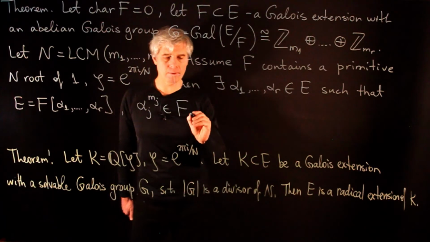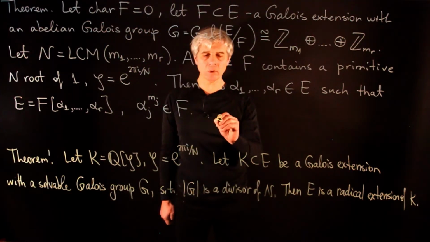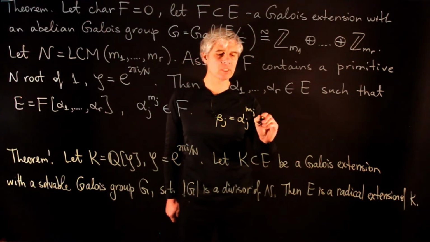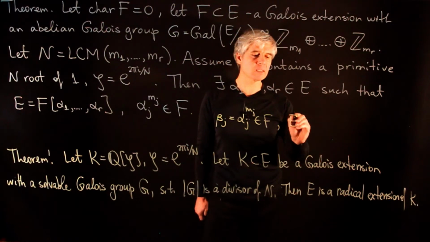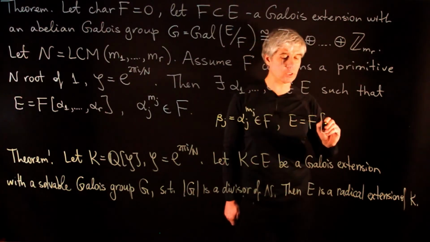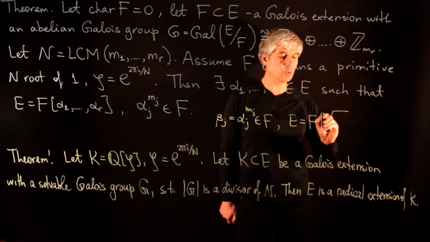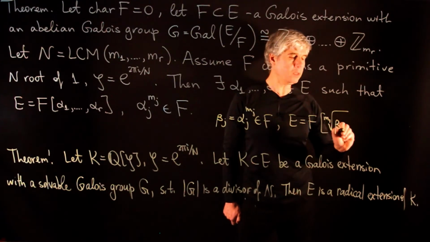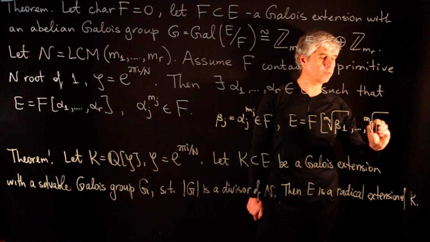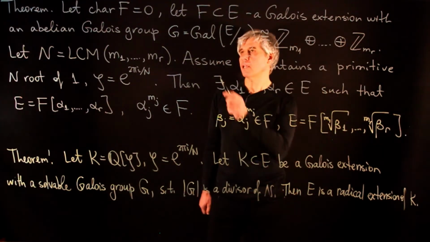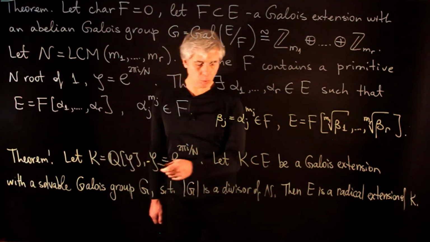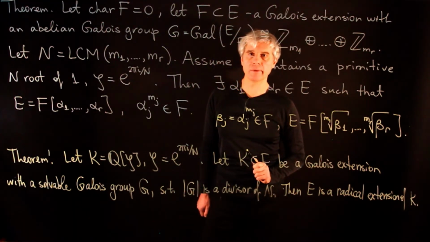the ground field F. So here, if we call by beta j the elements alpha j to the power mj, and so these are elements of F, then what we're saying is that E is obtained from F by adjoining nth roots of elements of F. So we'll get m1 root of beta 1, dot dot dot, mr root of beta r. If we can prove this theorem, then we see that our main theorem prime holds in the case when the Galois group is abelian.